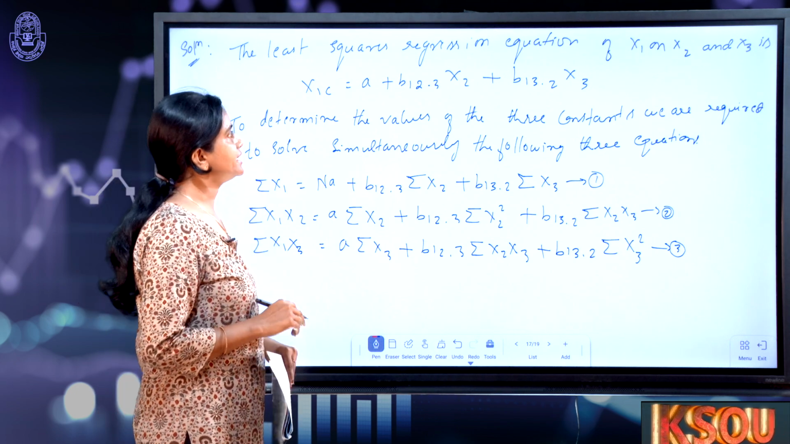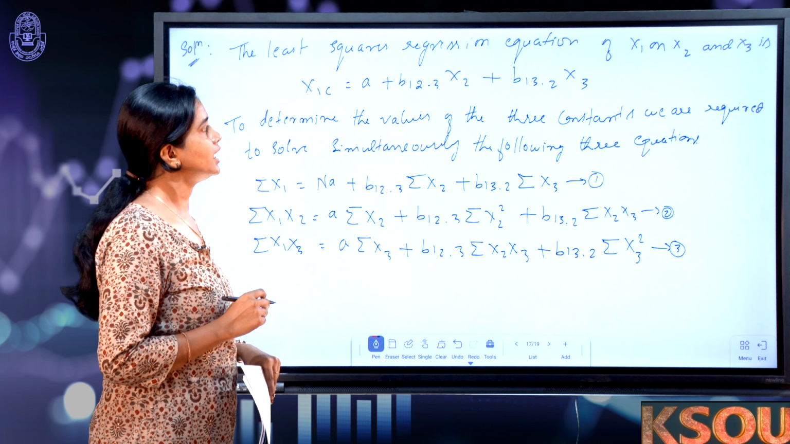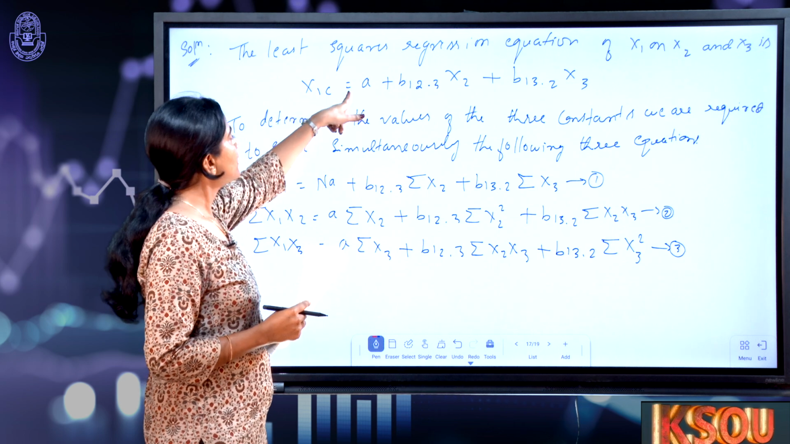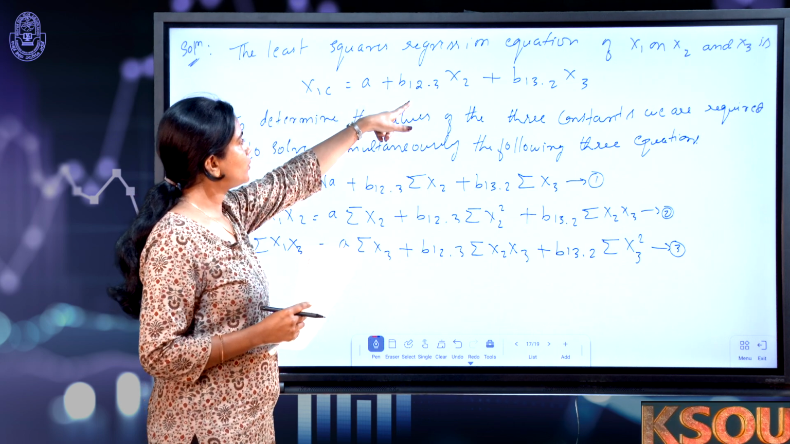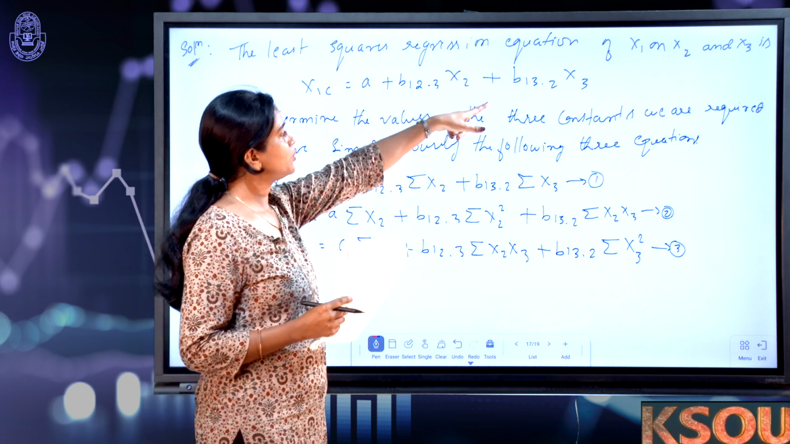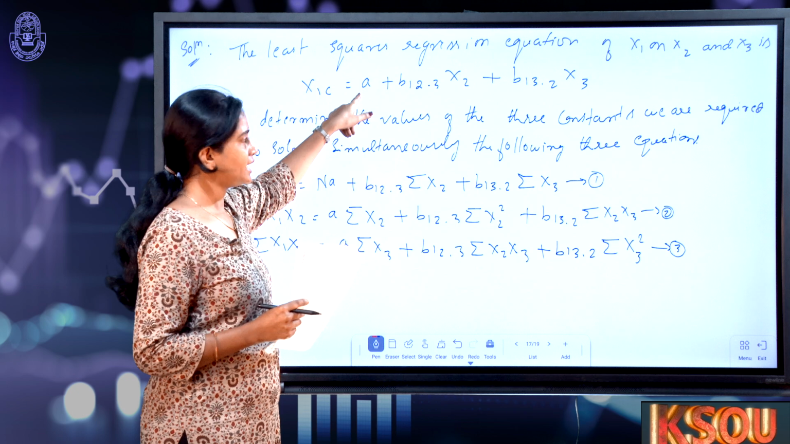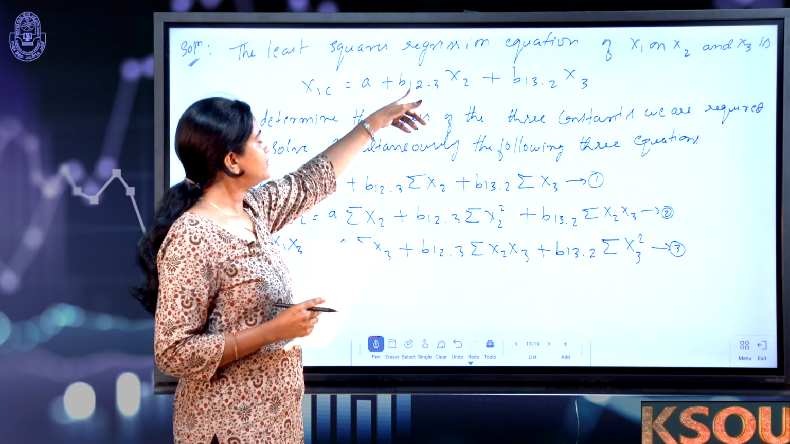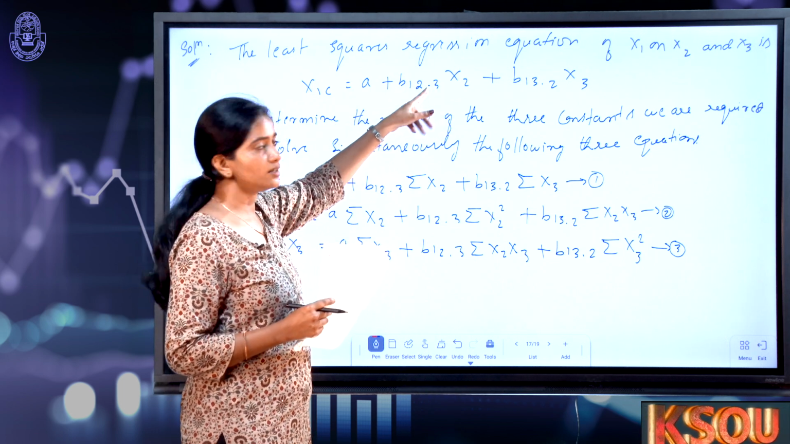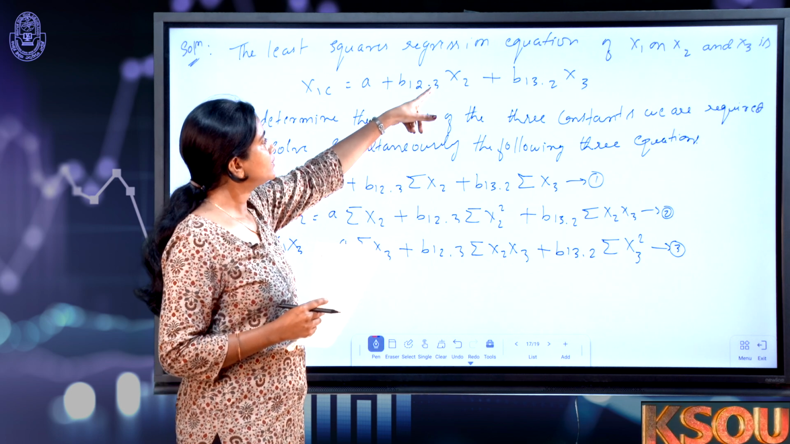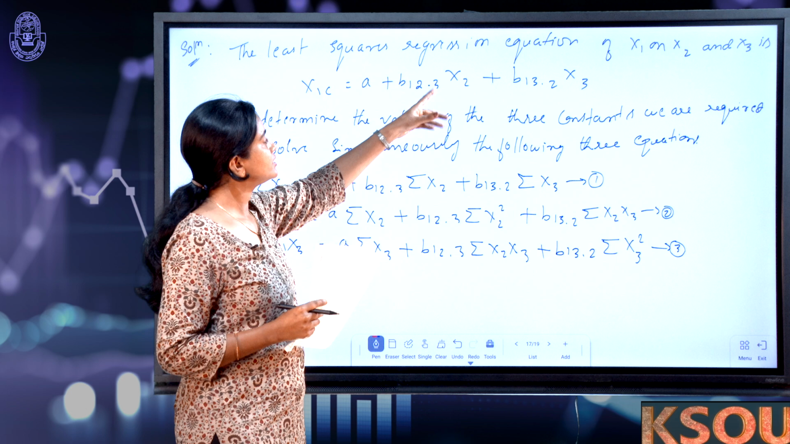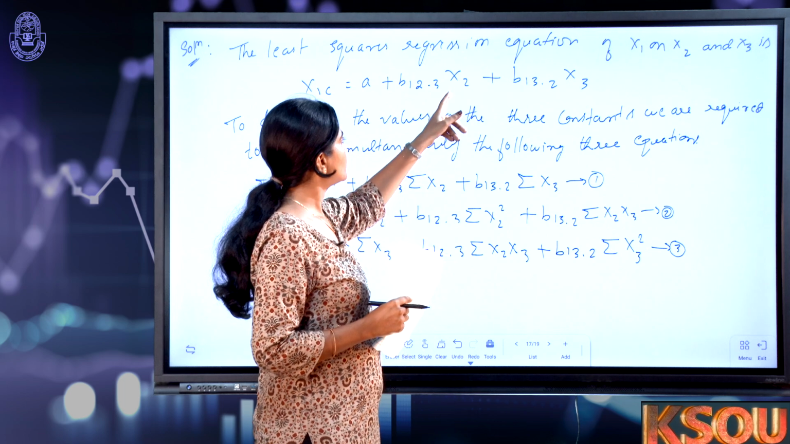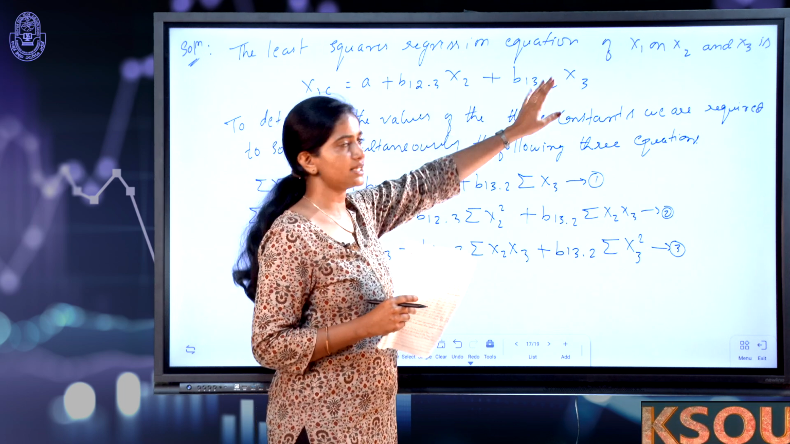The least square regression equation of x1 on x2 and x3 is x1c, that is the estimated value, x1c is equal to a plus b12.3 x2 and b13.2 x3. So here a is the constant value. Here b12.3 is the partial regression coefficient between x1 and x3, then b13.2 is the partial regression between x1 and x2. Okay, so that's why we have taken x2 and x3 here.